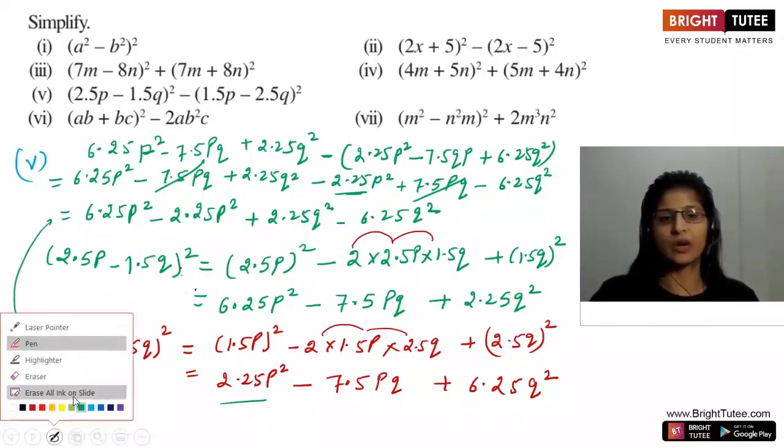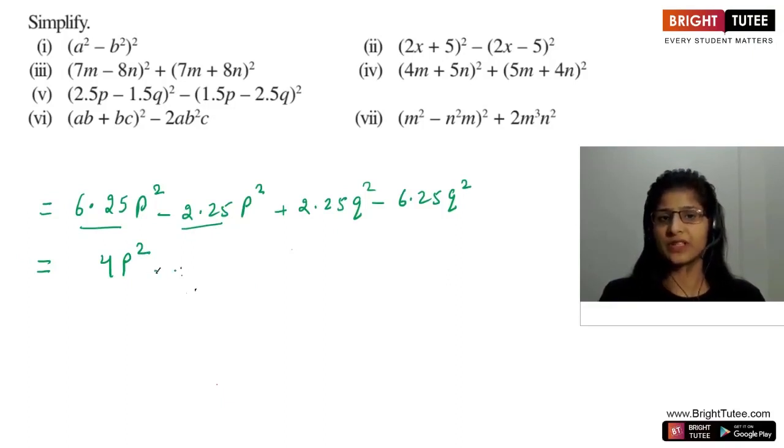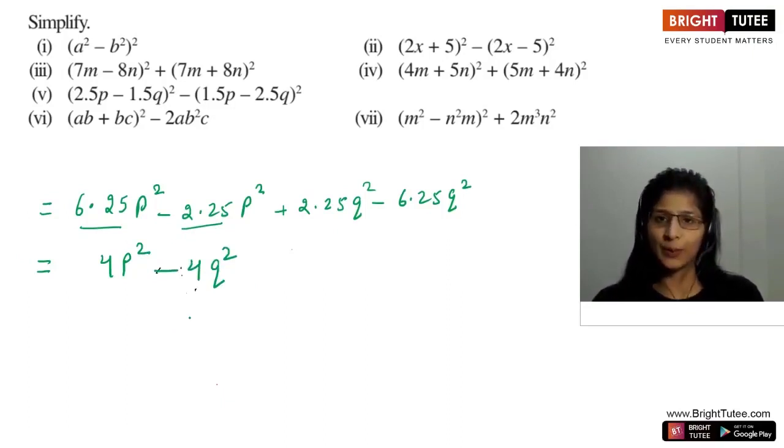So we got this. Now we are left with these four terms. So we will write, just see, 6.25 minus 2.25 gives us 4p square, and 2.25 minus 6.25 gives us minus 4q square. Is that clear? So this is how we are going to solve this question. Now we are left with two more parts, 6th and 7th. Let us do them.